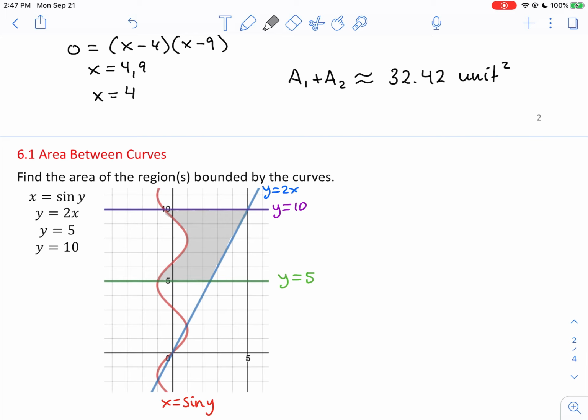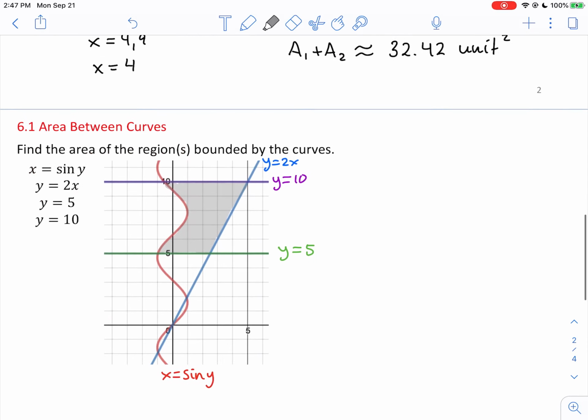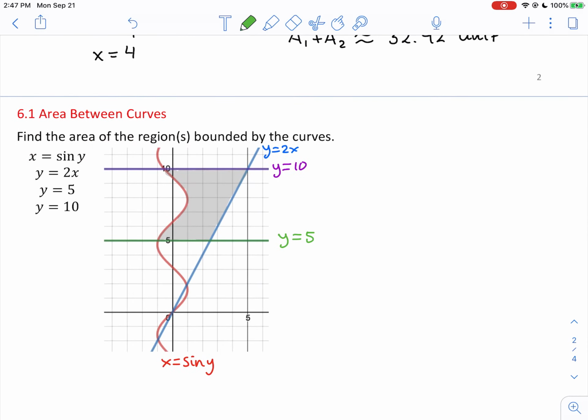Also notice that the red and the blue did not crisscross between the purple and green. So I don't need to do anything like I had to do up here and find a point of intersection. But definitely as I analyze this, I see that horizontal strips would be preferable, right? Because if I imagine doing vertical strips across this region and then adding them all up, you have several complications.